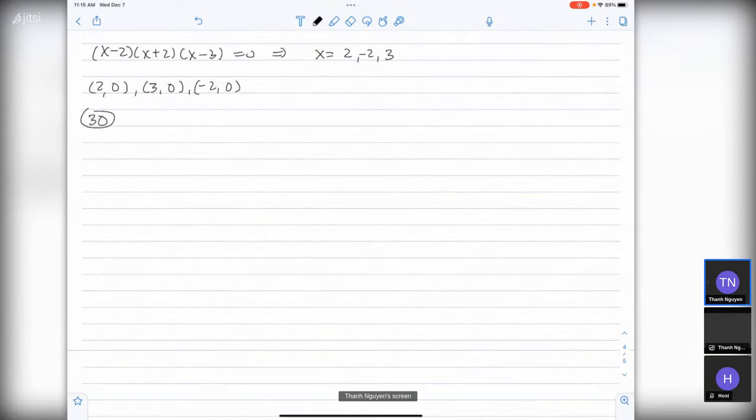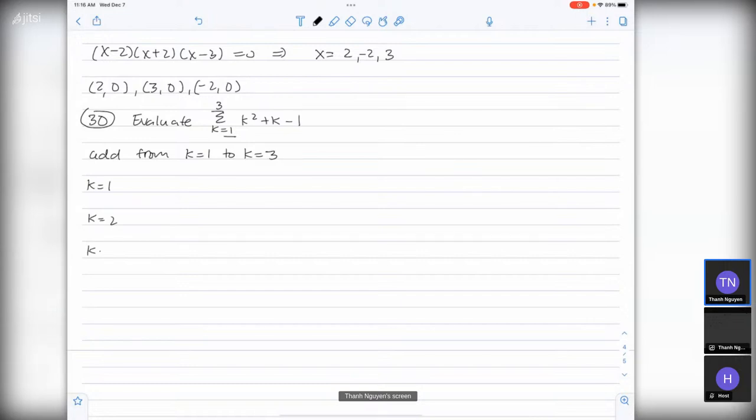Problem 30. We want to evaluate sigma k equals 1 to 3 of k squared plus k minus 1. All right, so this is what we talked about recently, right? All we have to do, what this means is that we have to add from k equals 1 to k equals 3. So let's do it. So k equals 1, k equals 2, 3. And just plug in, right?